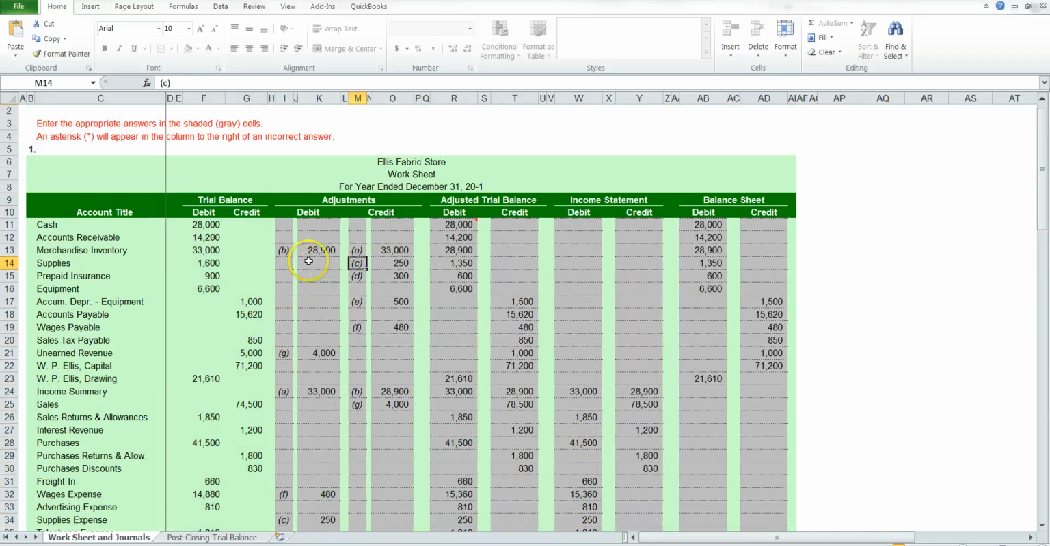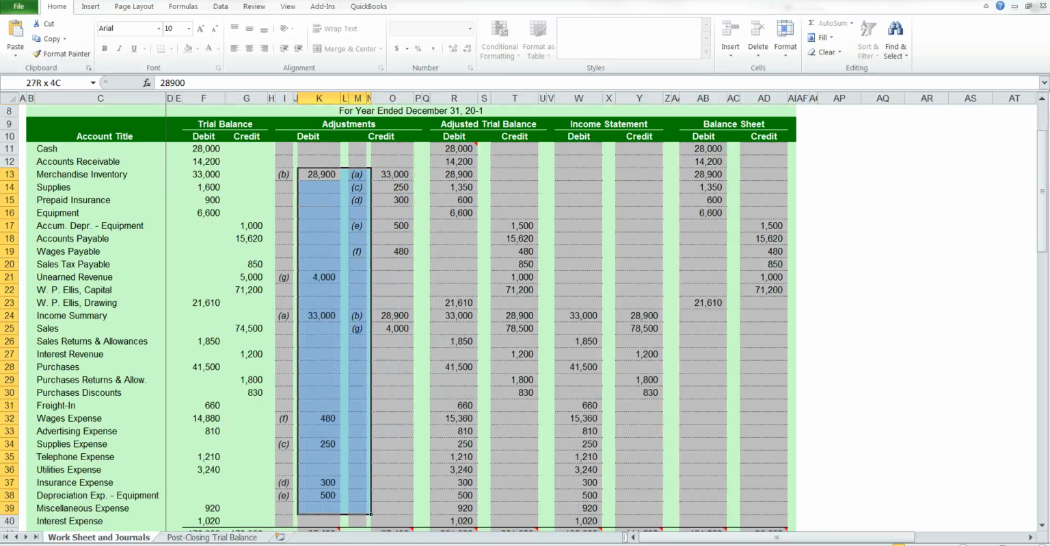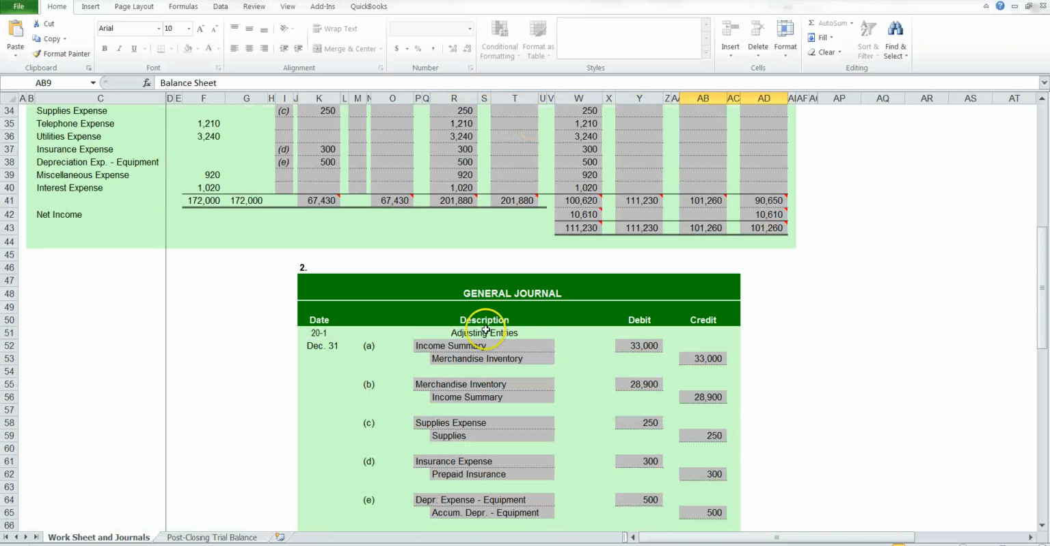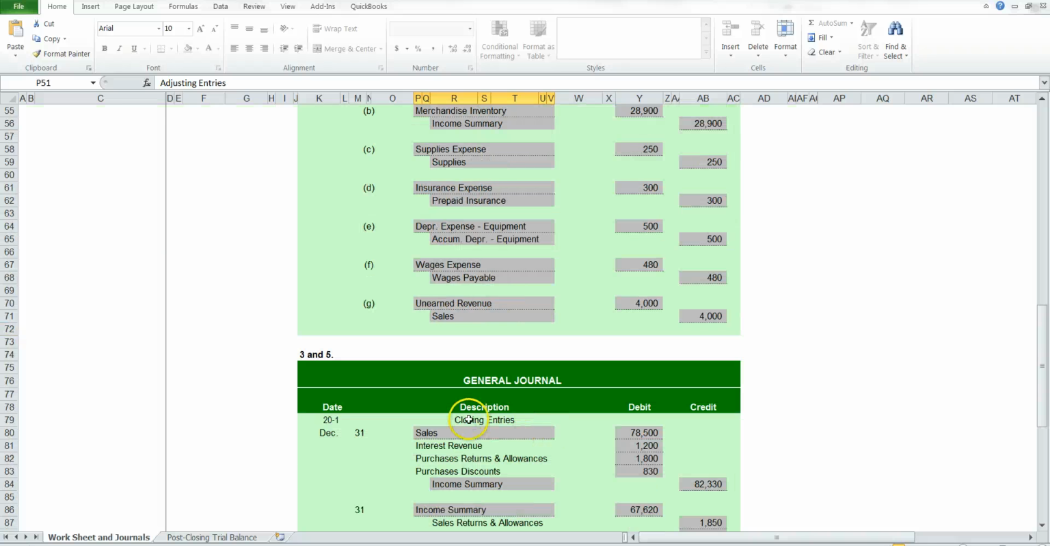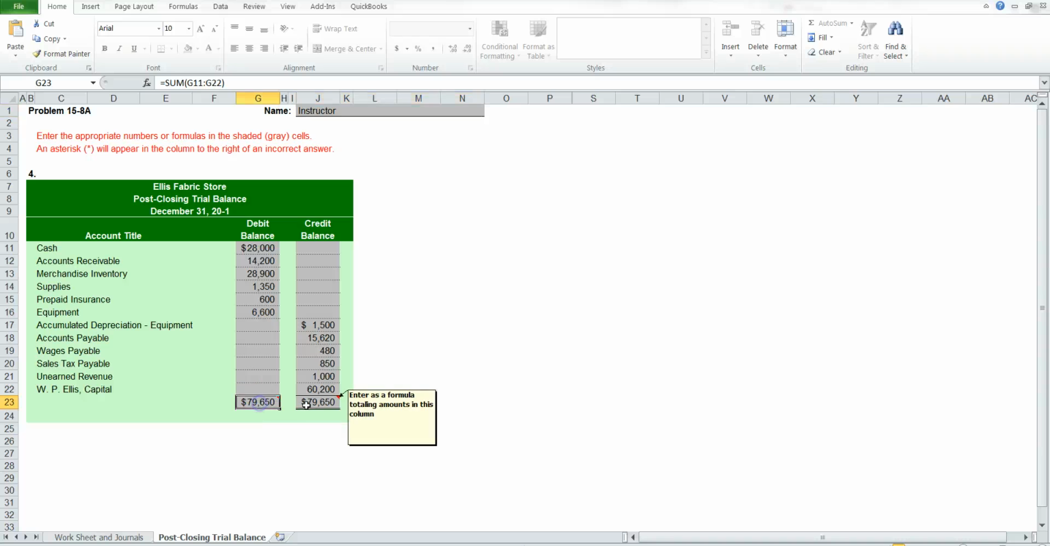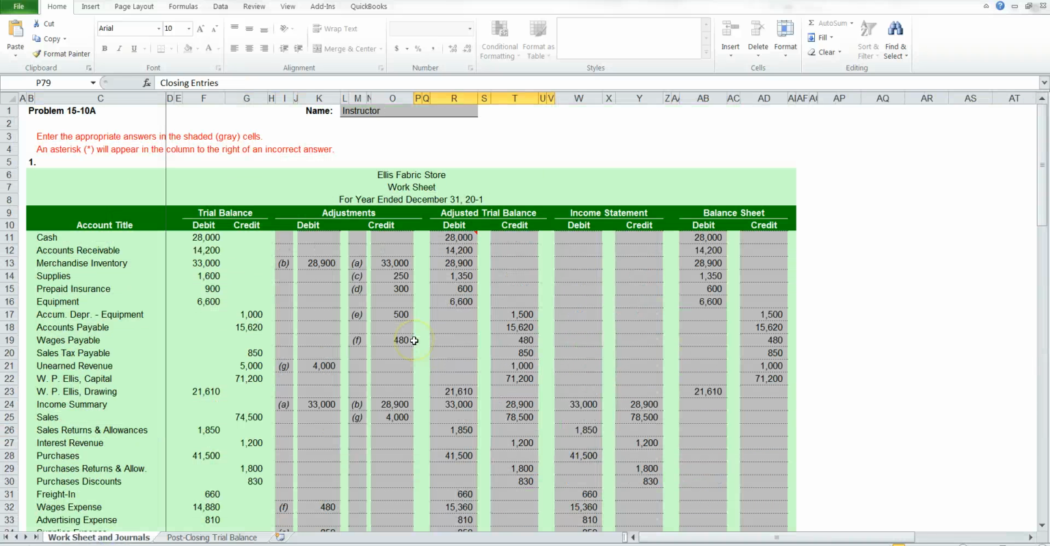They've given us the adjusting entries, which are here, and then we will do the adjusted trial balance, income statement, and balance sheet. We will then journalize the adjusting entries and closing entries, and then complete and make sure that we're in balance with the post-closing trial balance. So let's get started. There's a lot to do.